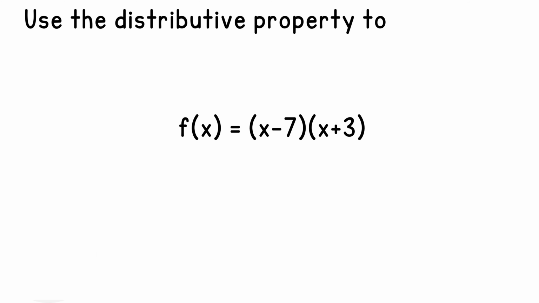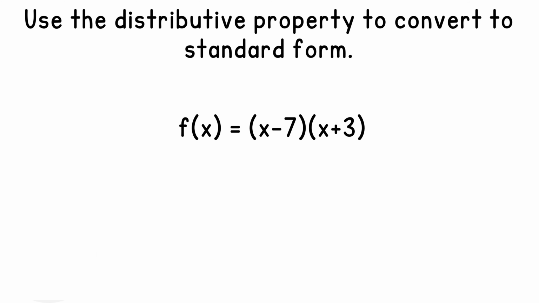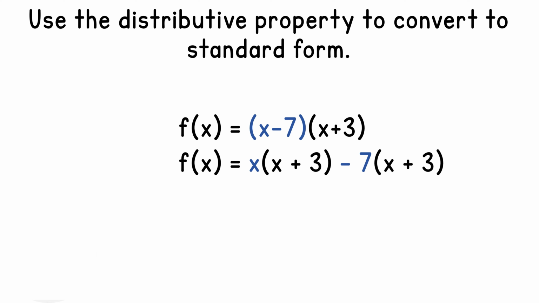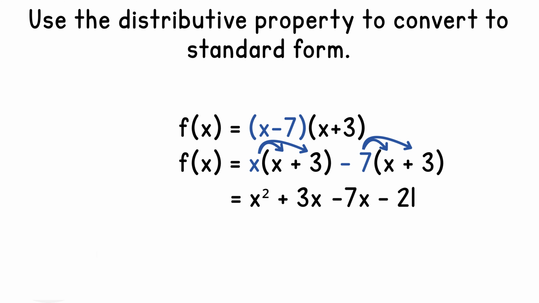Now we're going to use the distributive property to convert this to standard form. So we'll take our first parenthesis and distribute it to the second one. This gives us x times x plus 3 minus 7 times x plus 3. So if we distribute the x, we'll get x squared plus 3x, and if we distribute that negative 7, we'll get negative 7x minus 21. Now we can combine our like terms of positive 3x and negative 7x. So our equation in standard form would be x squared minus 4x minus 21.